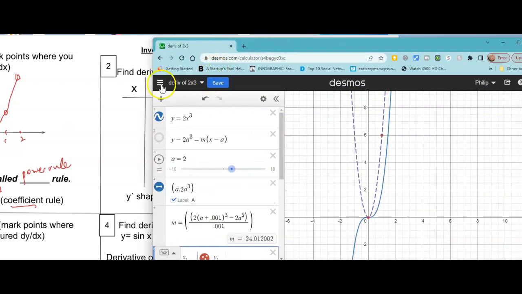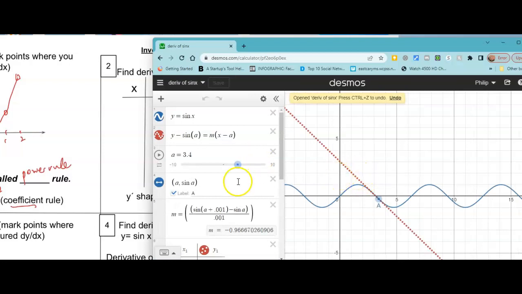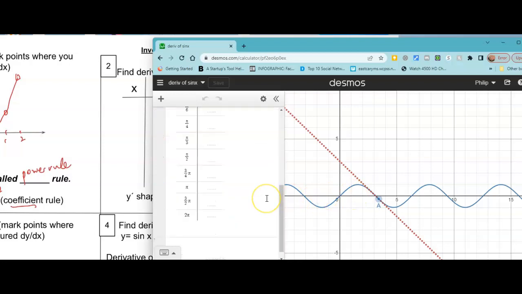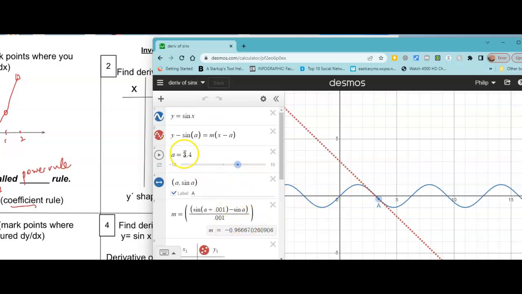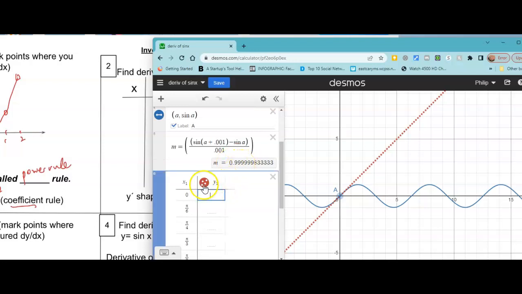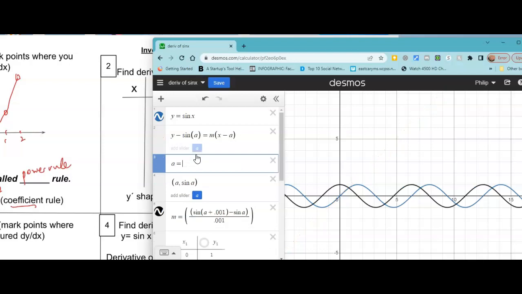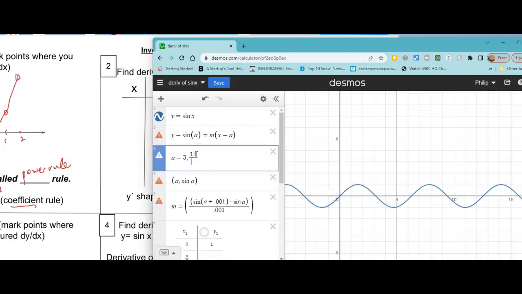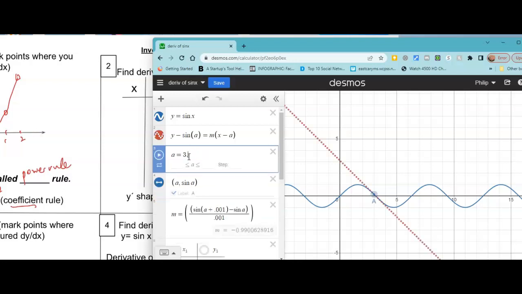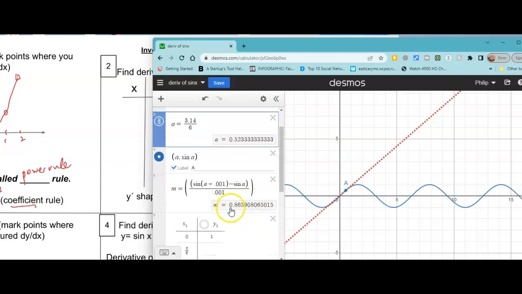Let's go to our Desmos and we'll open up sine x. Here's our sine x, and we're going to find the derivative at different points. First, we'll start at 0. So I'll put 0 here, and the derivative at 0 happens to be 1. How interesting. Okay, and let's try it at pi over 6. Pi over 6, remember, is 3.14 divided by 6. Okay, so the derivative at this point is 0.866.